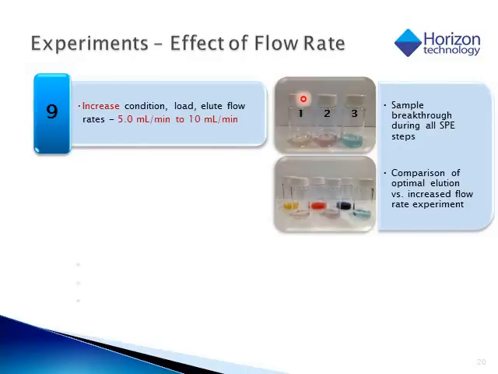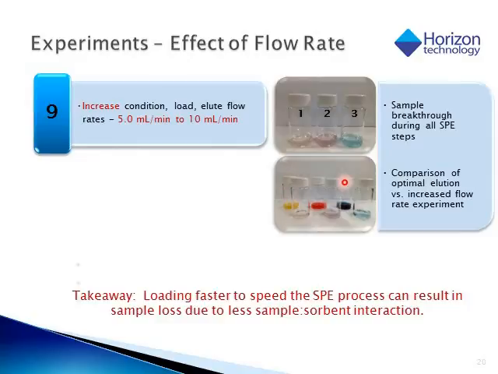Vial 1 shows a significant reduction in the concentration of yellow, vial 2 a significant reduction in the concentration of red, and vial 3 a significant reduction in the concentration of blue, in comparison with experiment number 8 that optimized all of the conditions. The takeaway here is that loading faster to speed the SPE process can result in sample loss and breakthrough, because what you do have is less time for the compound to interact with the sorbent to be properly retained.